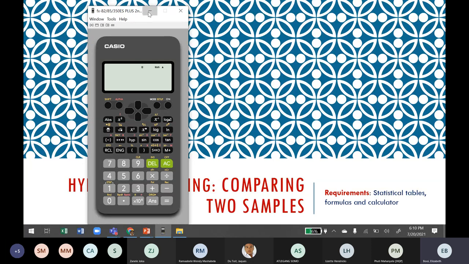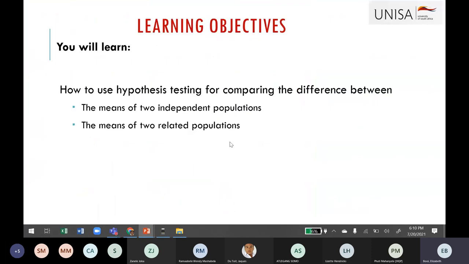So by the end of the session, you should know how to use hypothesis testing for comparing the difference between two means of two independent population groups, or two means of related population groups.